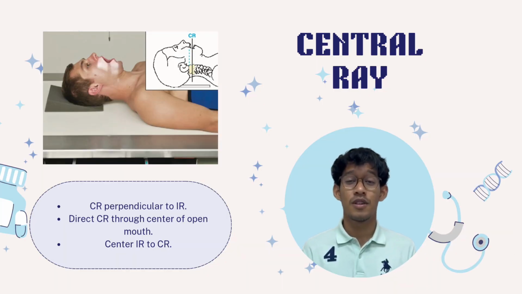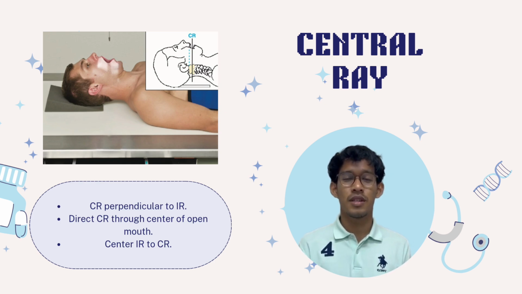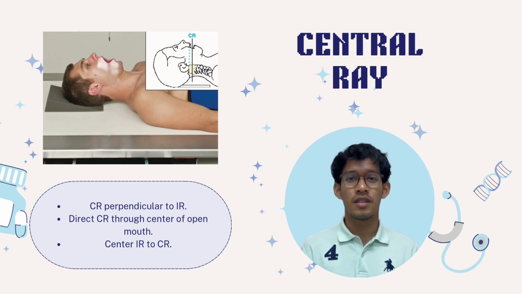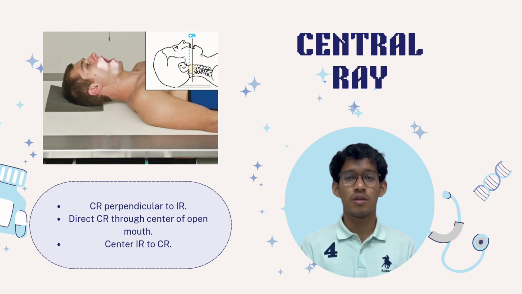So, for the central ray of this projection, firstly, you need to make sure that the central ray passes through the center of the open mouth, and also make sure the image receptor is aligned to the central ray, and also the central ray is perpendicular to the image receptor.